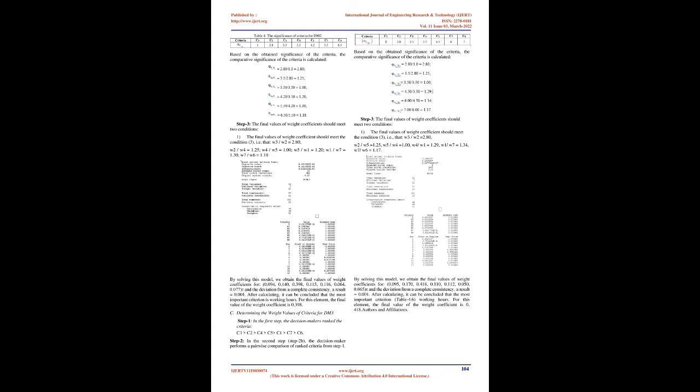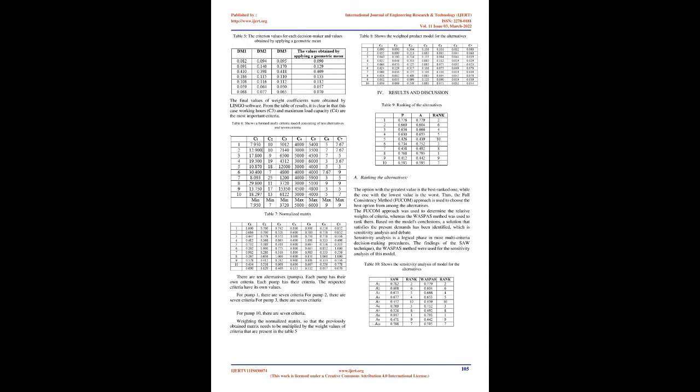0.094, 0.140, 0.398, 0.115, 0.116, 0.064, 0.077, and the deviation from a complete consistency, a result equals 0.004. After calculating, it can be concluded that the most important criterion is working hours. For this element, the final value of the weight coefficient is 0.398.